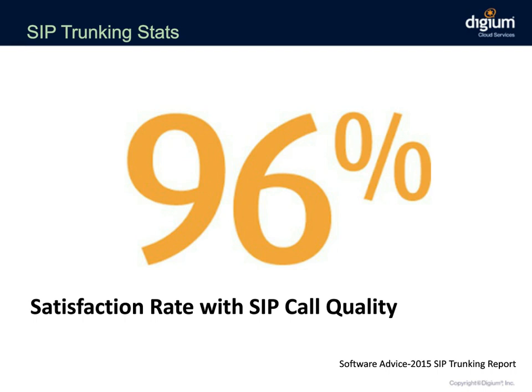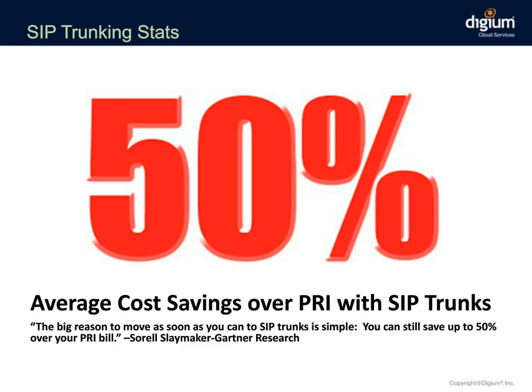All right, and then lastly, 50%. Average cost savings over PRI with SIP trunks is 50% off of your current monthly phone bill that you use with PRI today. You should expect at least 50% savings with SIP trunks. And then Sorrel Slaymaker from Gartner Research said the big reason to move as soon as you can to SIP trunks is simple. You can save up to 50% over your PRI bill. So very real numbers and from third-party resources as well.